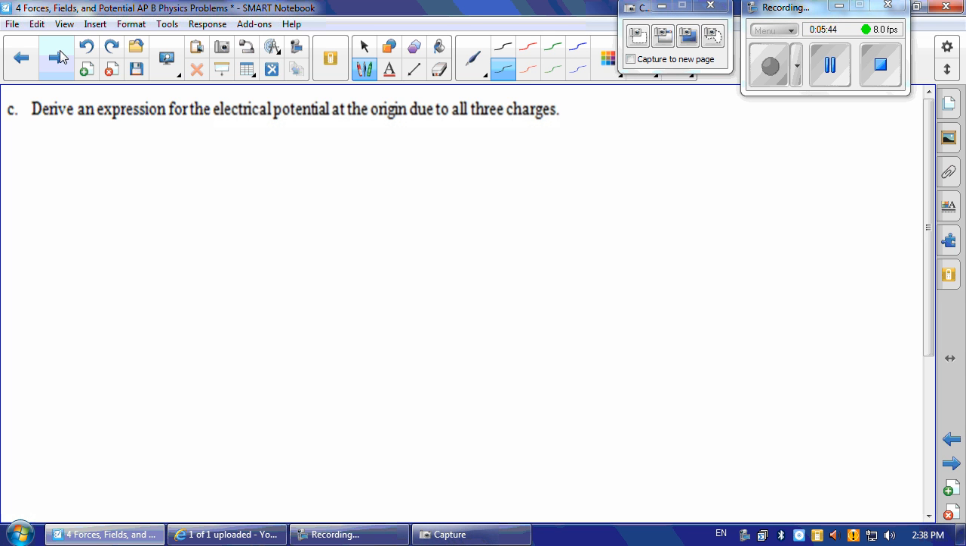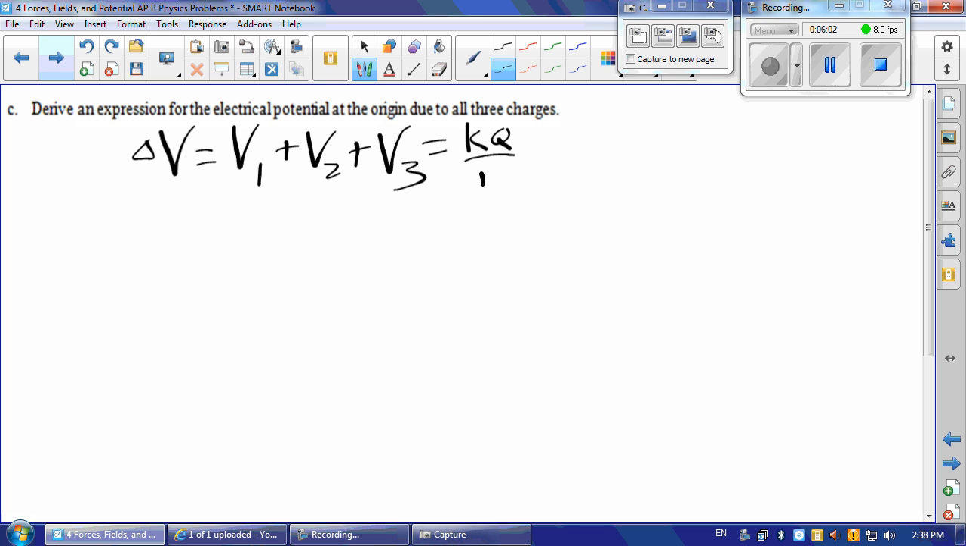Letter C says, derive an expression for the electric potential at the origin due to all three charges. Well, electric potential doesn't cancel out unless you do it mathematically. So all we have to do is just add up each one of them. Each one of these is just V1 plus V2 plus V3, not forgetting your negative signs, which is just KQ over R plus KQ over R plus KQ over R.